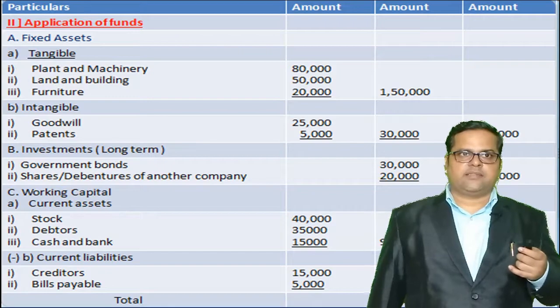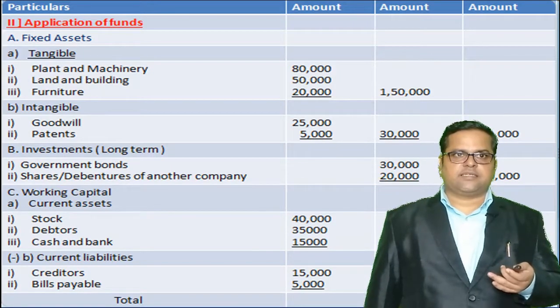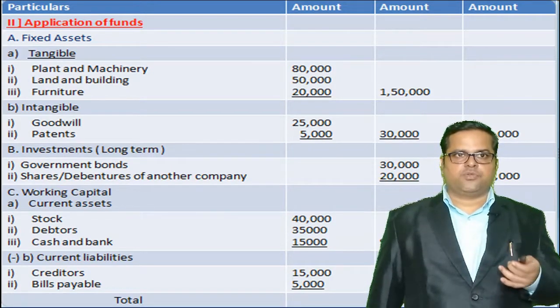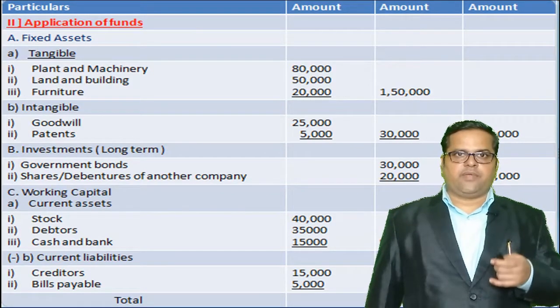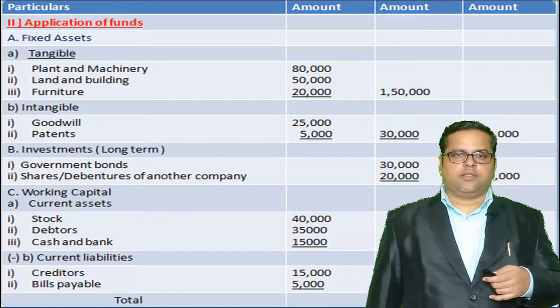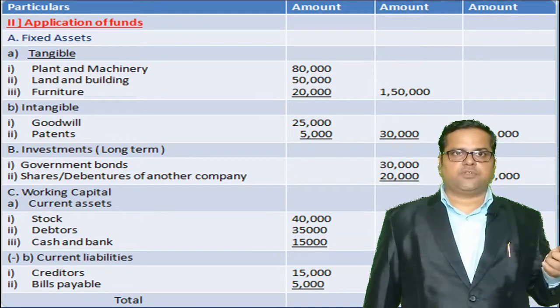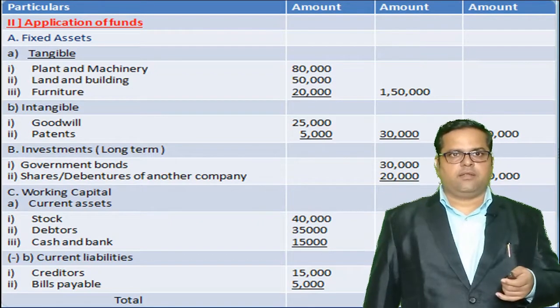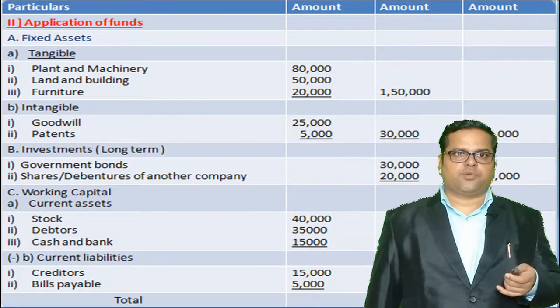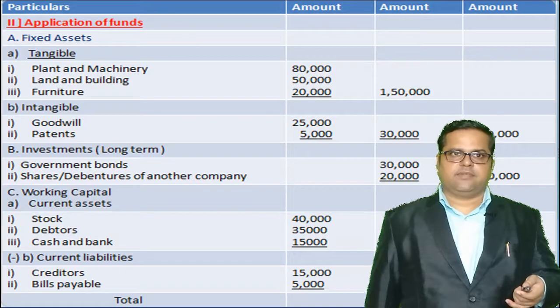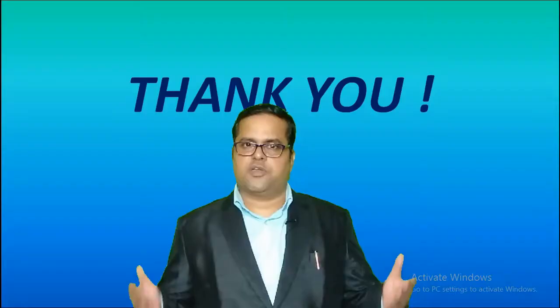Again I'll repeat, we had three subheadings: fixed assets, investment and working capital. So we should have only three items in the third column. When we add these three, we will get the same total that we had got in part 1, that is sources of funds. These two figures, that is 3 lakhs, will match, and you will come to know that your sum has tallied. That's it, you will get full marks for this.